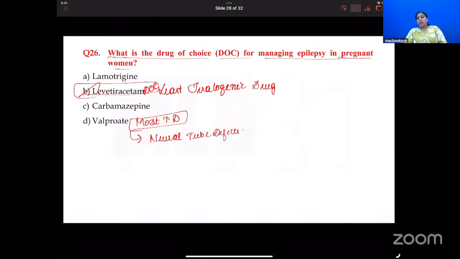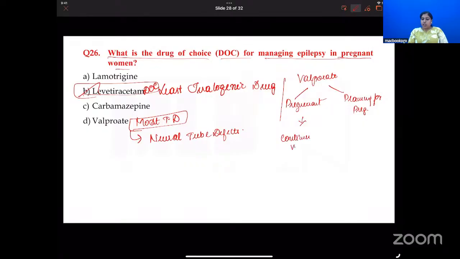Remember, if the patient is on valproate therapy, we have two conditions. One, the woman is pregnant. On the other hand, she is planning for pregnancy. When she is on valproate therapy, we continue the valproate therapy, and we do therapeutic drug monitoring. We also have to give folic acid to this patient in order to prevent neural tube defects.